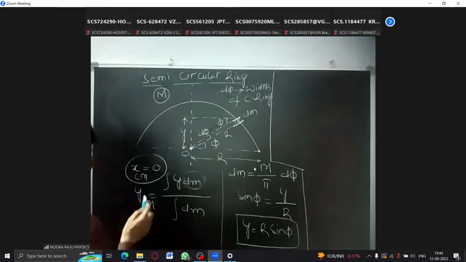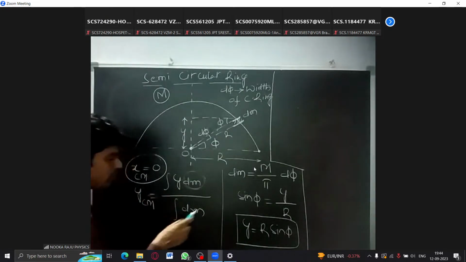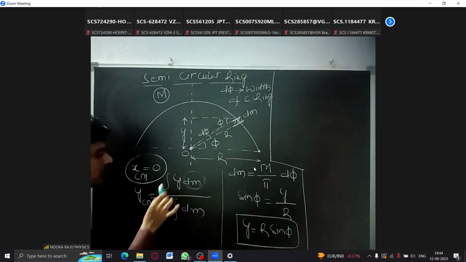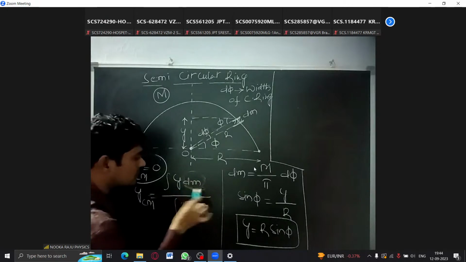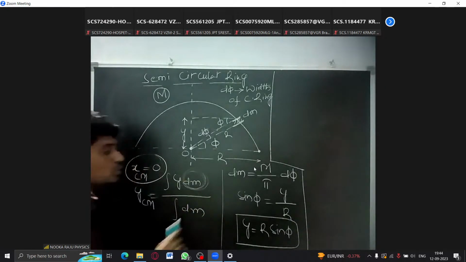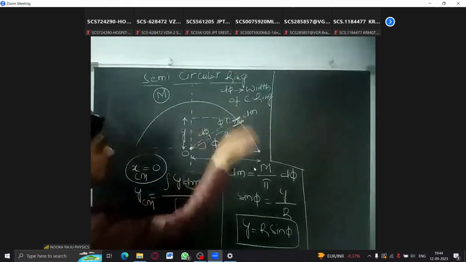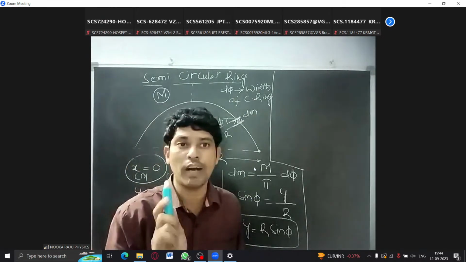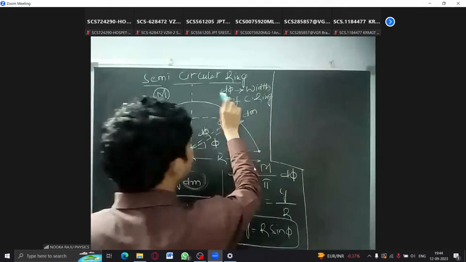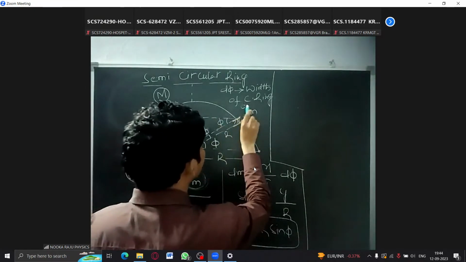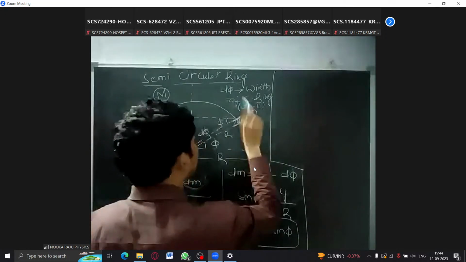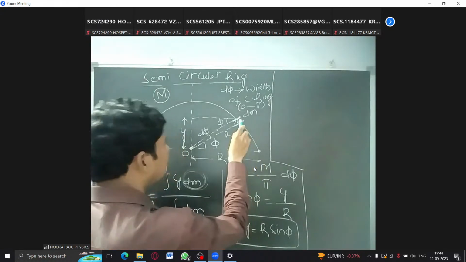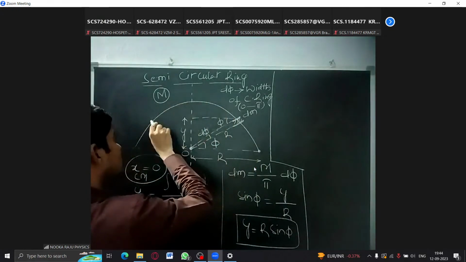Now come to the point: integration of y dm by integration of dm. We already discussed these formulas previously. Here, for y dm, first of all I calculate the dm value. How to calculate the dm value? This is a circular ring. I said already, d phi varies from 0 to pi. Consider this is 0, 30, 45, 60, 90, 135, 180 like that.